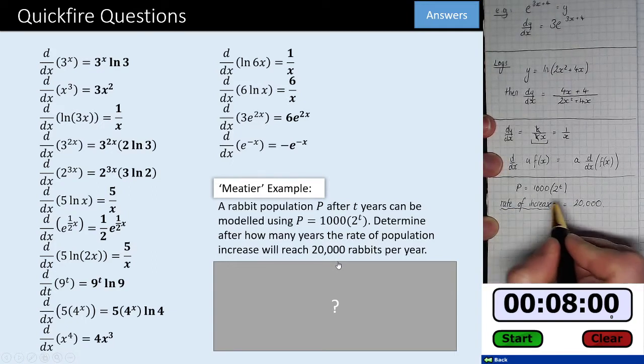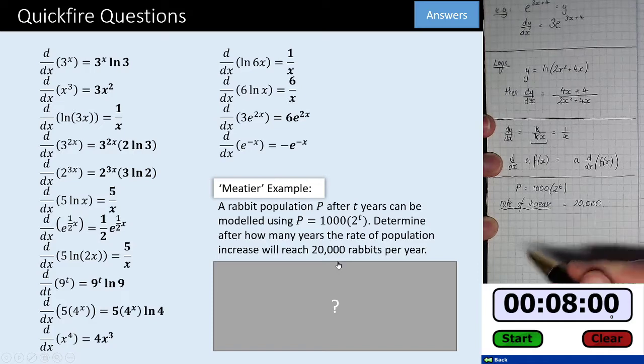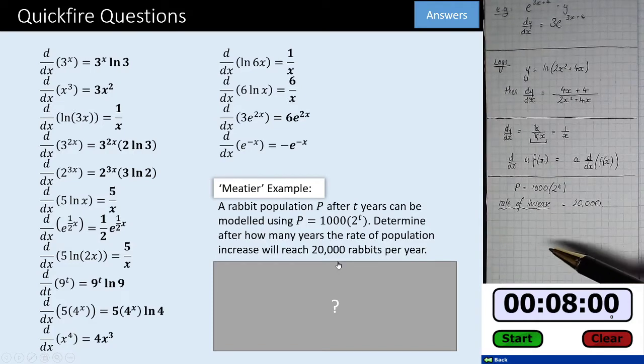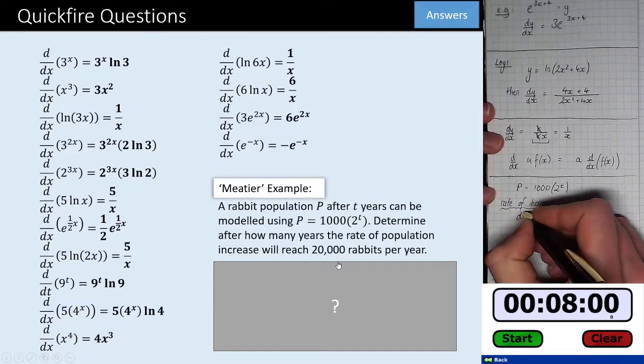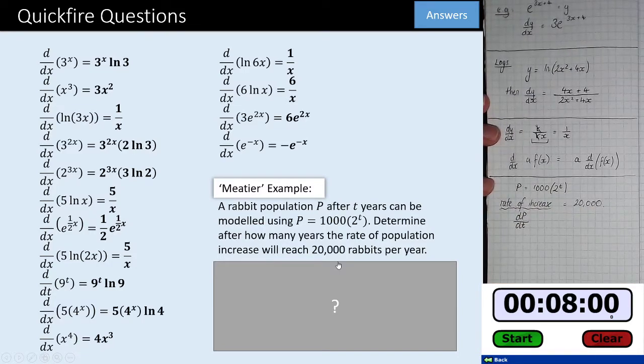That key word, rate of increase. A rate is a rate. Hang on, a rate is a rate? Yeah, a rate is thinking about how something changes with respect to time. So in this case, it's thinking about how our population changes with respect to time. dp by dt.